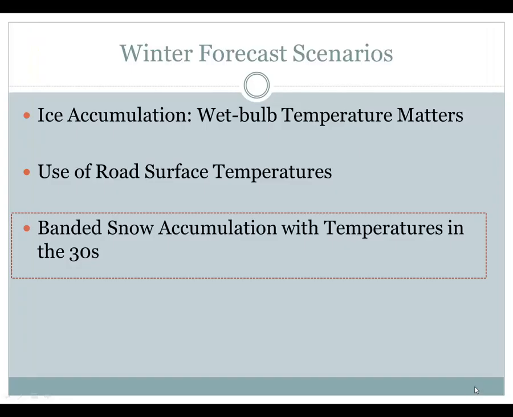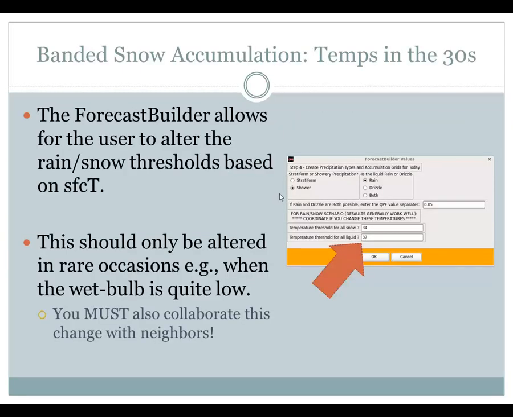So let's go through the banded snow accumulation with temperatures in the 30s. And this is more of an example of how to handle a forecast the correct way rather than change the probability of weather type and ForecastBuilder user interface temperature settings. So recall that in the step where you create precipitation types and accumulation grids, the ForecastBuilder allows you to change these values for the threshold for all snow of 34 and the threshold for all liquid at 37. Now, there are very rare occasions where this would actually be changed by the forecaster.